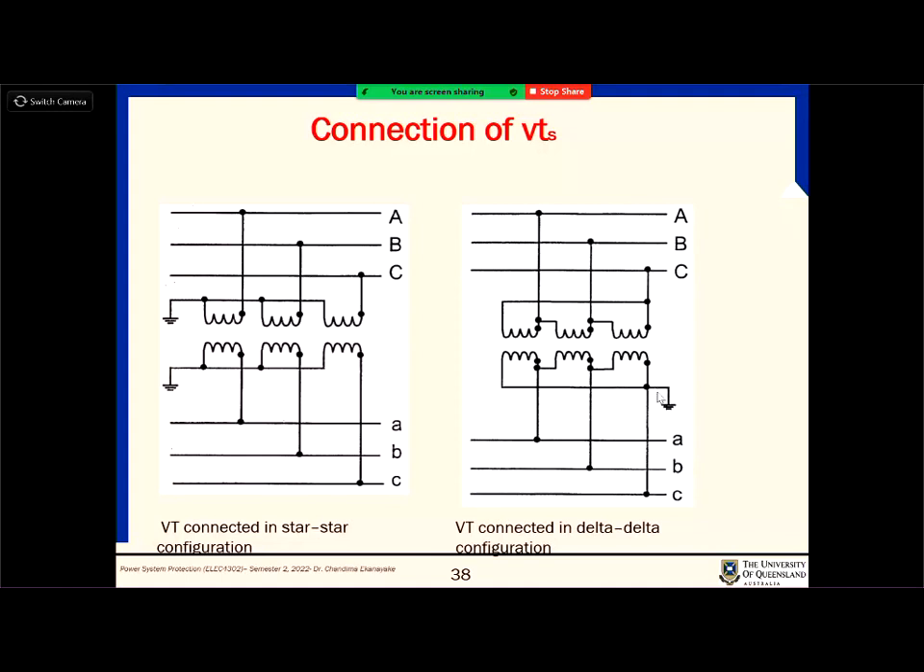One point is grounded. Here it is easy, the neutral point. But here you need to connect one of these phases to the ground. The reason is safety. The secondary circuit should be earthed at a single point, not at multiple points. That's very important for the protection and safety of the system.